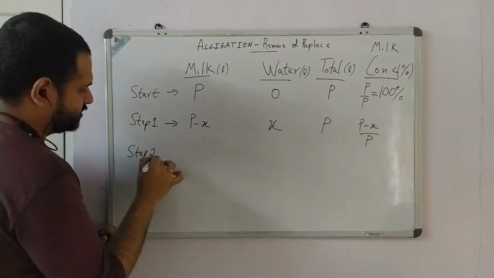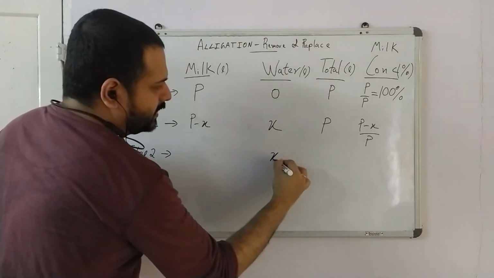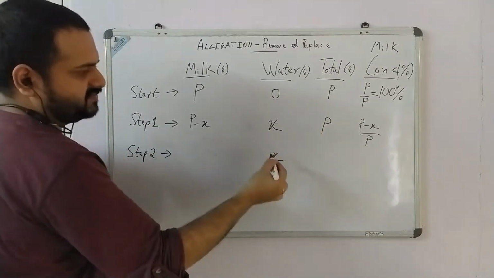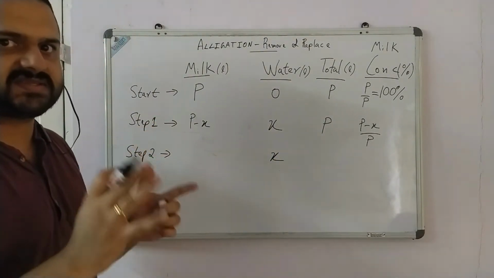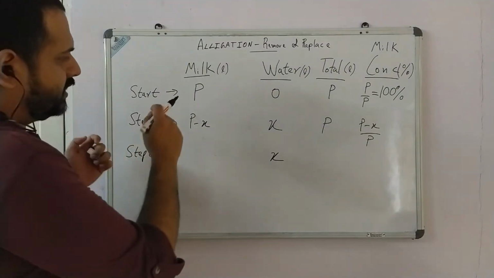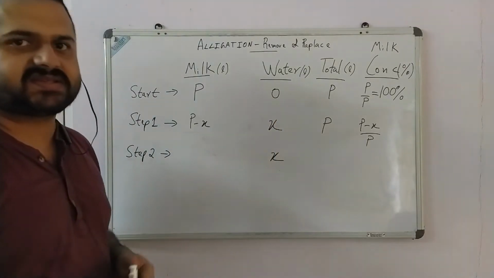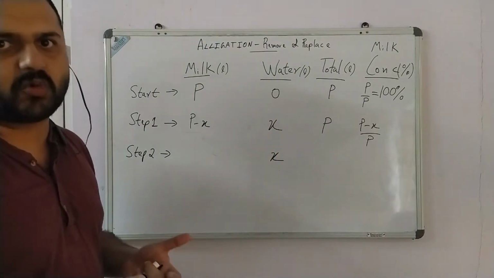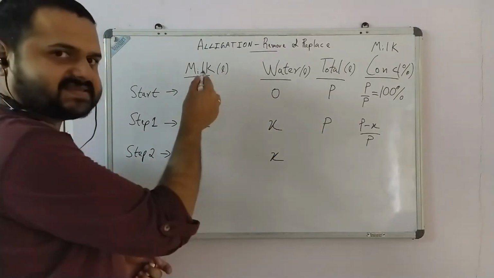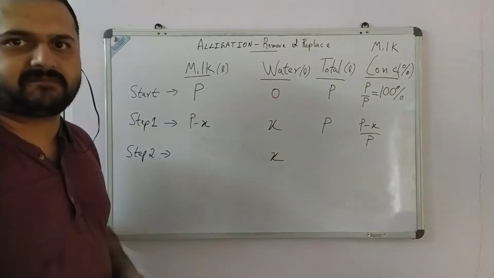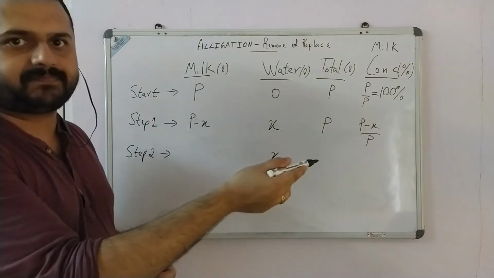One more iteration, where I replace this mixture with X liters of water. But pay attention, this is the important concept. Will X liters of milk be replaced by X liters of water in this step? No, right? The answer is no. Why? Because after this step, this ceases to remain as a solution of milk, right? This is now a mixture containing milk and water, right?